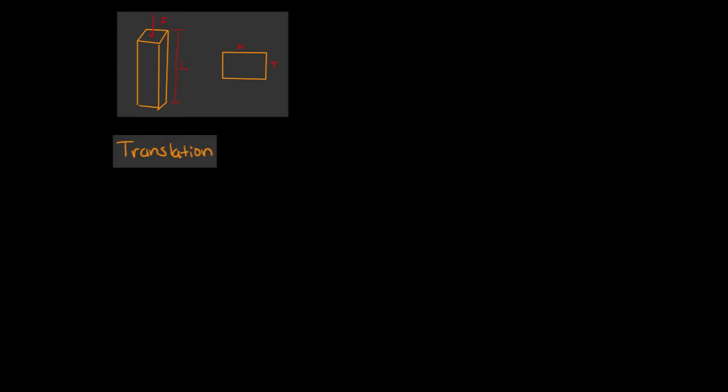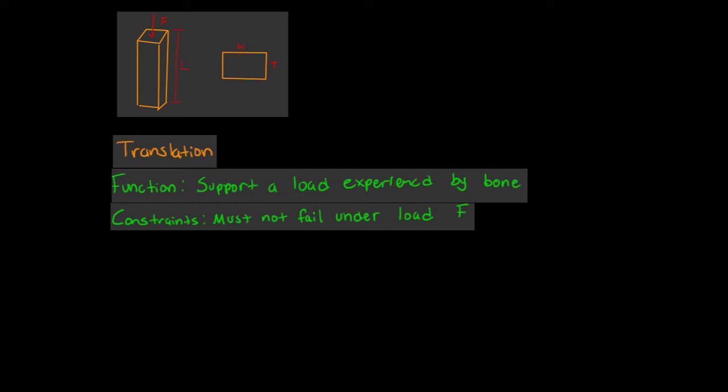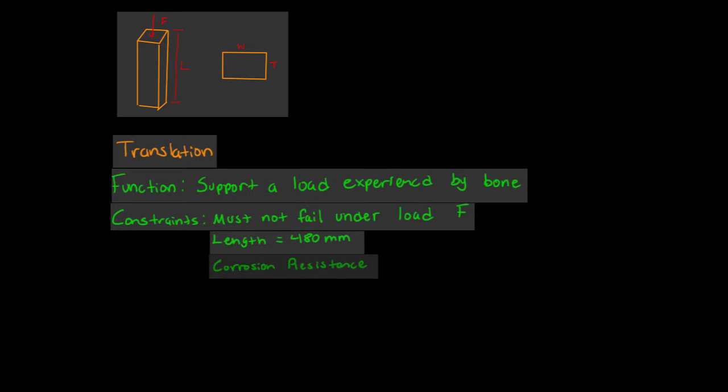So before we even get to the material index derivation, we must first talk about the translation for the problem. So we are treating the fixation plate as a column under some force or load, and its function is to support the load experienced by the bone regularly due to the person's weight. The constraints that we set for this problem are that the fixation plate must not fail under a load F. Its length will be set to 480 millimeters.